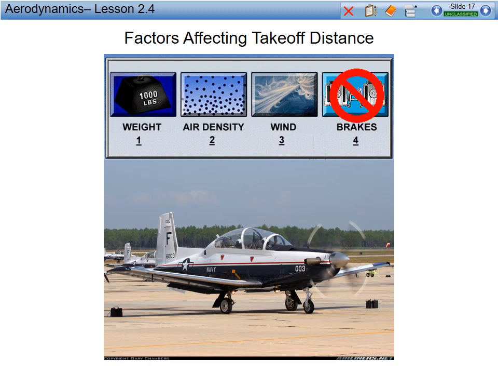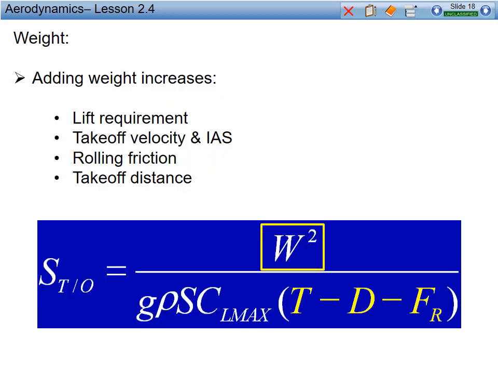Factors affecting takeoff distance. Weight, as is already stated, is going to have the most effect on your takeoff distance, due to the fact that an increase in weight will require an increase in lift. Not only will the weight be increased on top, an increase in weight will also increase your rolling friction and the net accelerating force, thereby decreasing your net accelerating force.